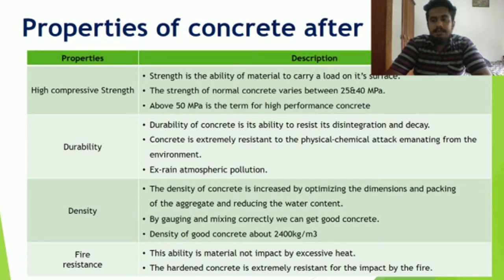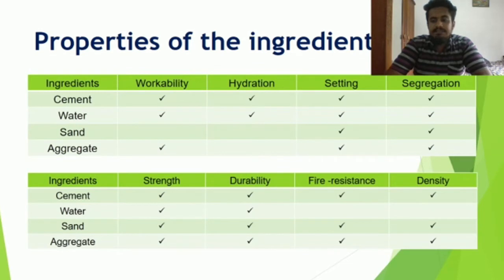Of these, compressive strength is the most important property of the concrete because it is easily obtained. This table shows properties of ingredients such as cement, water, sand, and aggregate, and how to use them before and after hardening of concrete.